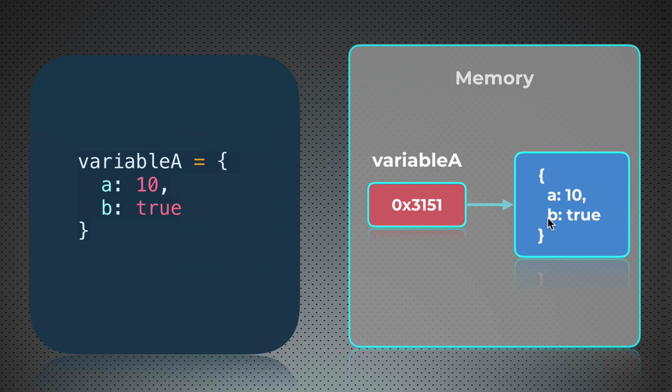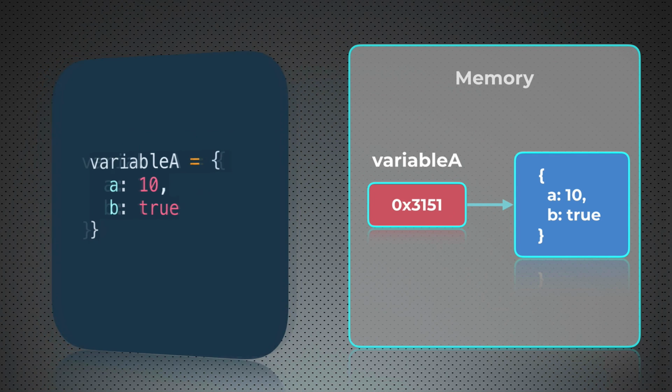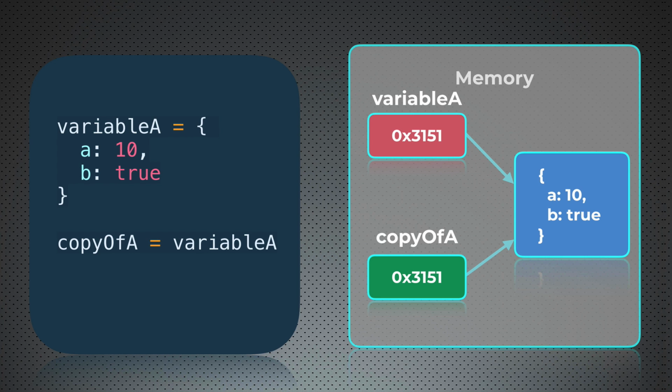Why is this important? Let's try to copy a variable. And now, copy of a is a new variable, that is a copy of variable a. And now in the memory, a new pointer was created. And copy of a holds this new pointer. But the contents of this pointer are the same as for variable a. And now there are two pointers in memory that point to the same place that holds the value.